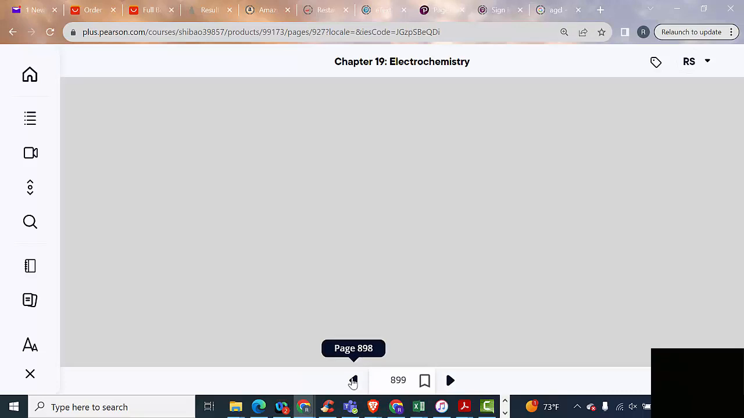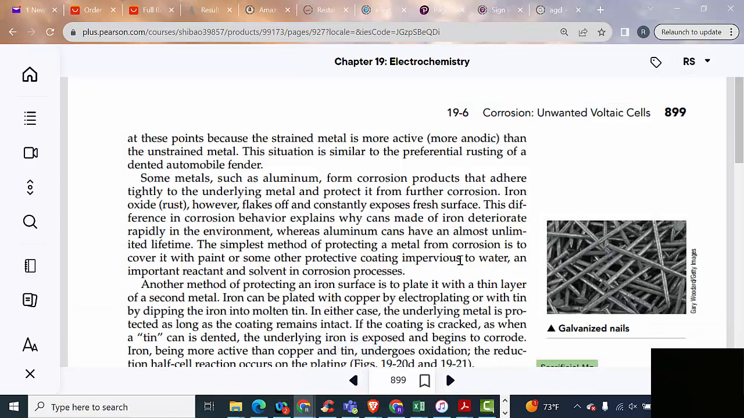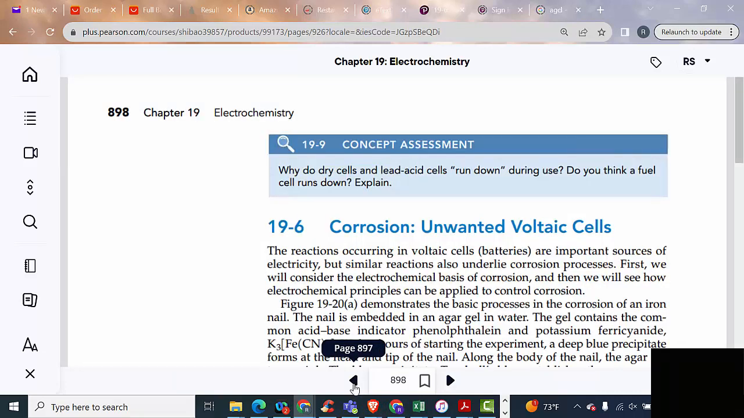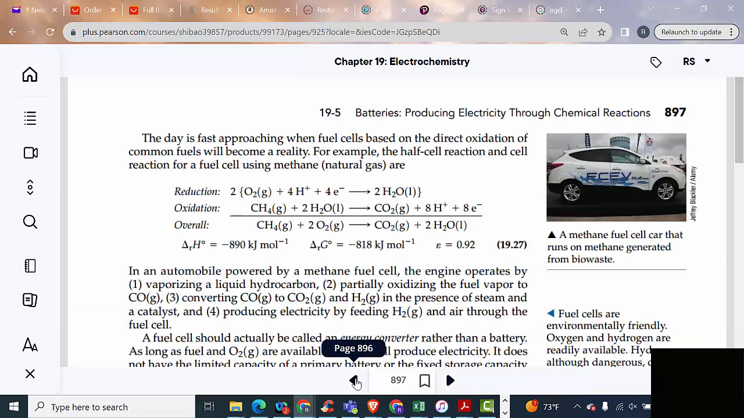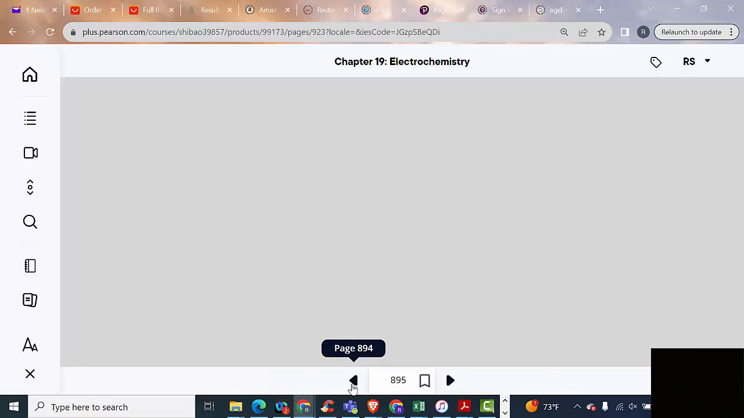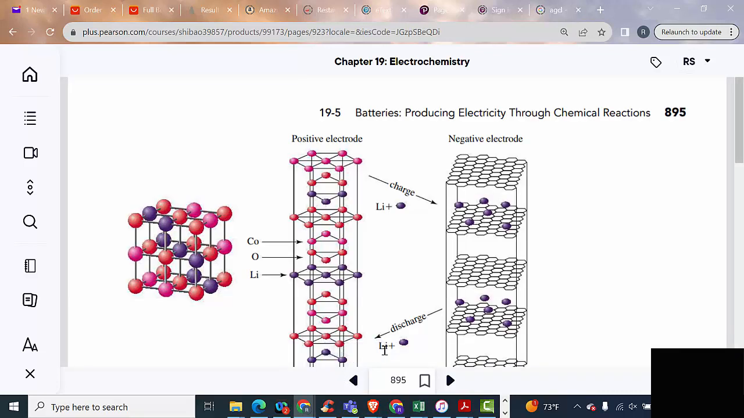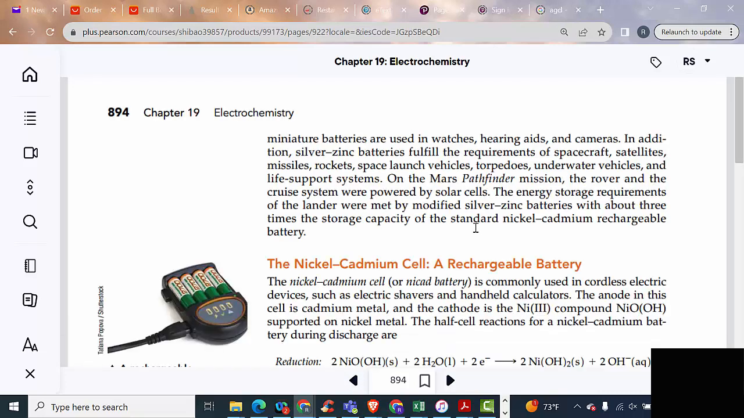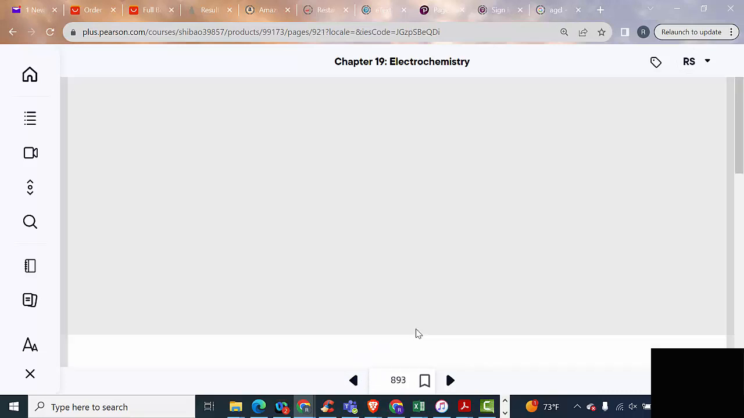Other things we do is no salt water, but that's hard to do for a ship. Another thing we do is no acid, because all those things will help speed up corrosion. But anyway, corrosion is a voltaic cell. Voltaic cells are batteries, so corrosion is an unwanted one, but a wanted voltaic cell is a battery. So let's go back to batteries and let's take a brief survey of the batteries here.